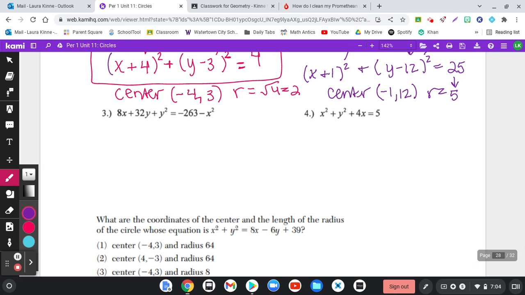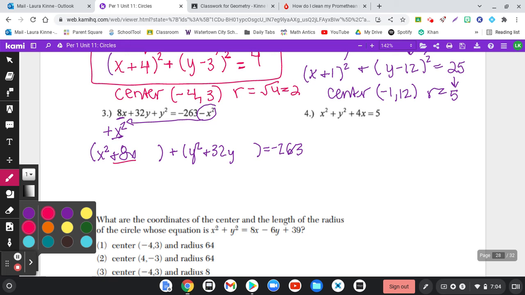Okay, let's just look at a couple more. So again, I see this minus x squared. I need to put it over here, so it's going to be a plus x squared. All right, time to group. We've got that plus x squared and plus 8x. Leave a space. And then we have our y squared plus 32y. Leave a space. Equals negative 263.